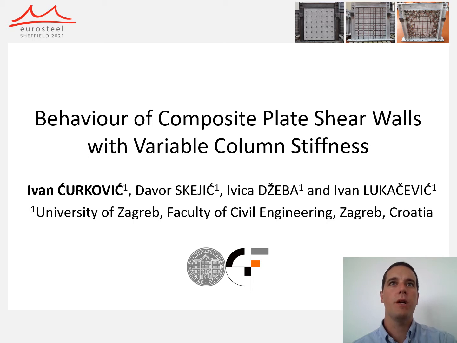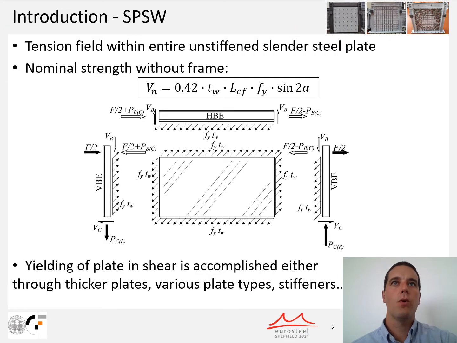I will be presenting the paper titled Behavior of Composite Plate Shear Walls with Variable Column Stiffness. Steel plate shear walls have been increasingly applied in structures as a lateral load resisting system. They consist of a thin unstiffened steel infill plate connected to vertical and horizontal boundary elements. Infill plates are very slender and they buckle under low lateral loads, due to which the load-bearing capacity of steel plate shear walls relies on the formation of tension field.